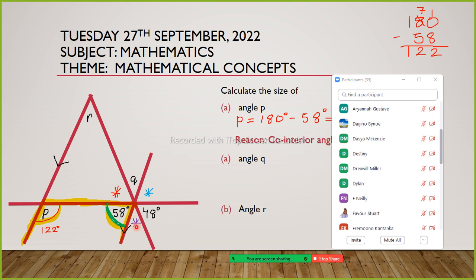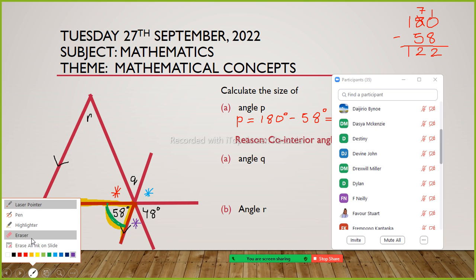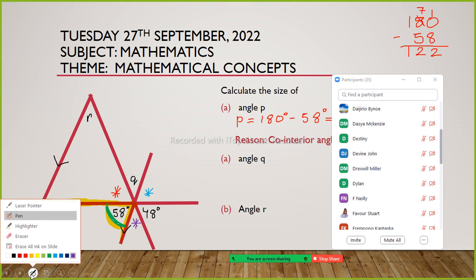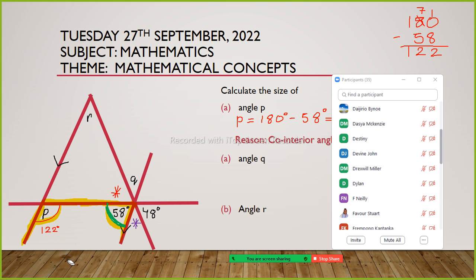The baby blue. Okay, 58 is vertically opposite to that. That's correct, so it is actually the baby blue. So we have to pay very close attention. This angle right there is actually 58 degrees because vertically opposite angles are equal. So this one is 58 degrees.